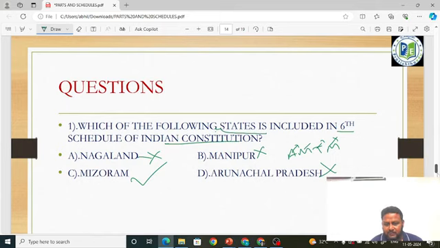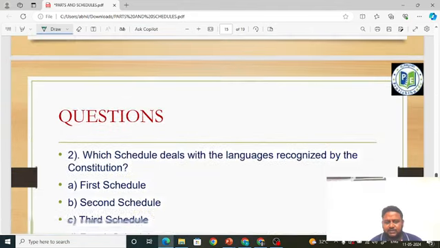Assam, Meghalaya, Tripura, Mizoram, AM, TM. I am emphasizing again and again. 5th and 6th schedule is very important in any examination, in any competitive examination where humanities subjects like polity are involved. 5th and 6th schedule is very important. Question will definitely be asked. Okay, friends, you can look at the PYQs, you will understand.